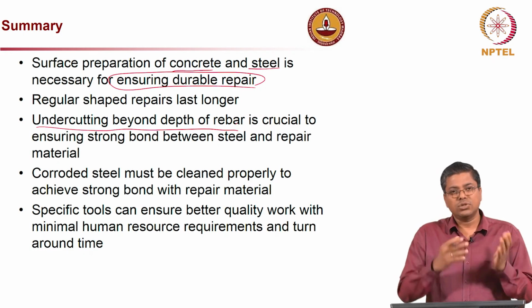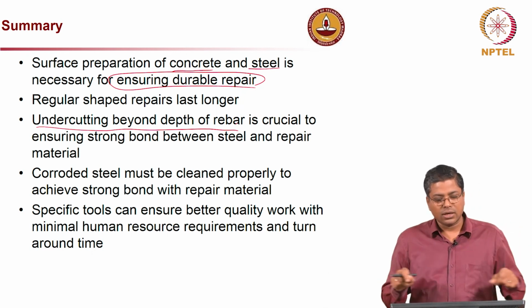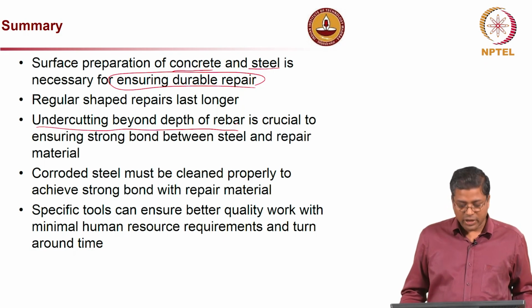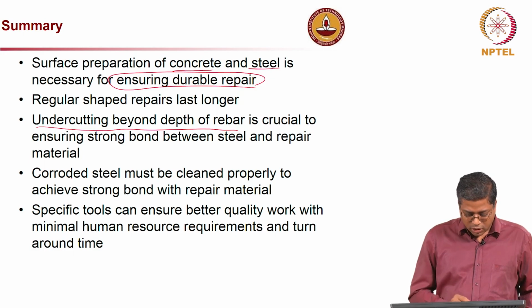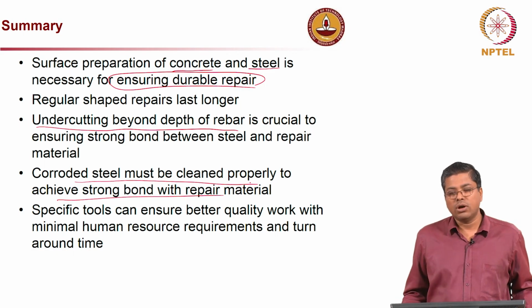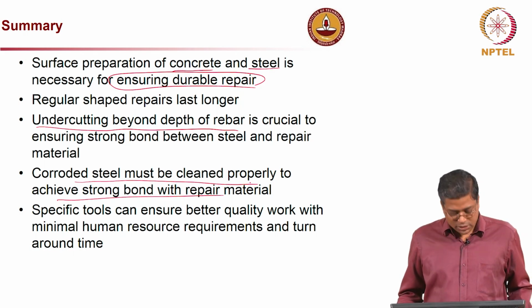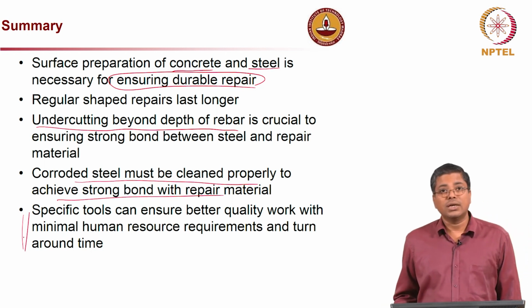The entire steel should be covered by the repair material, and at the edges you can provide cathodic protection to prevent the halo effect, which we will discuss in the next lecture. And then the corroded steel also must be cleaned properly to achieve a very strong bond. It is not only the concrete, but the steel surface also should be very well cleaned, and as much as possible the rust must be removed, and then specific tools can ensure better quality work.